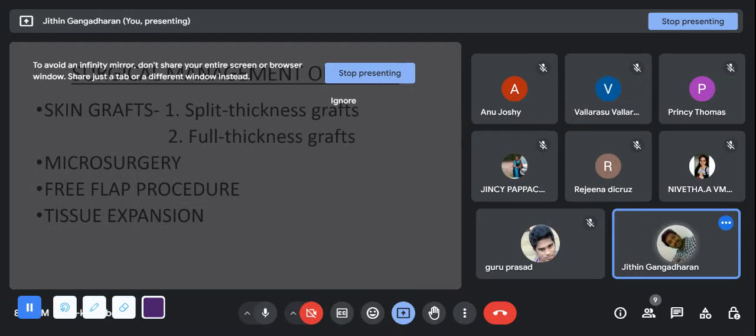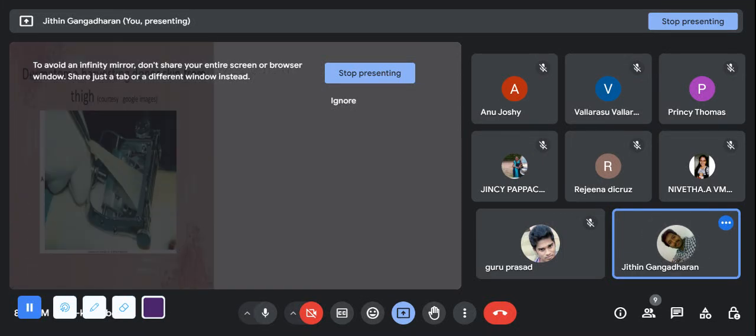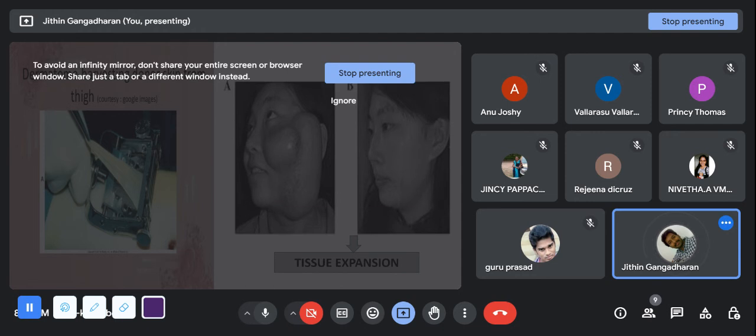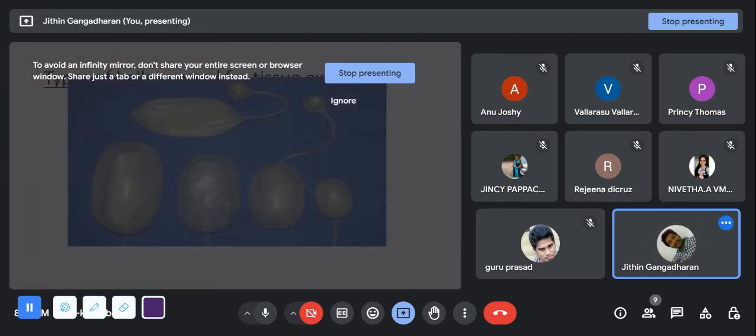I'm just focusing on the names only, because we don't need the details. This is how we harvest skin from the thigh of a donor. And this is how we do tissue expansion, keeping something inside the tissue.